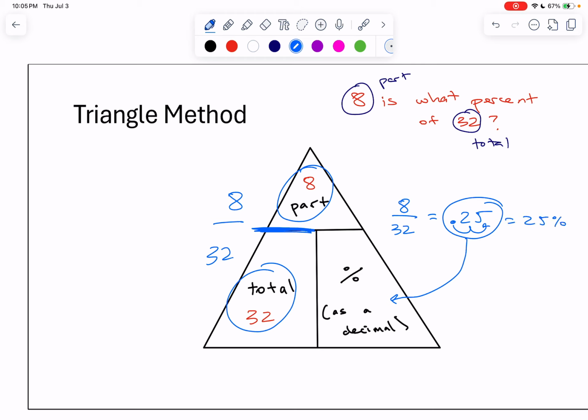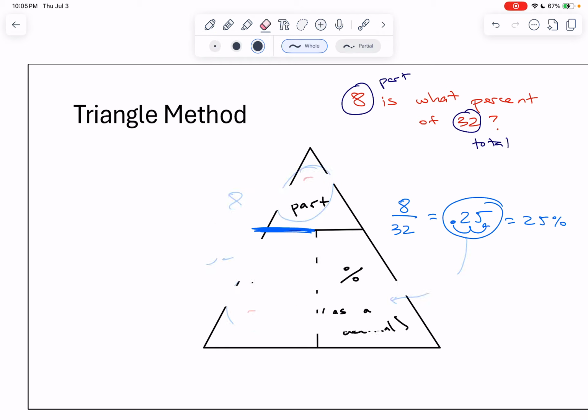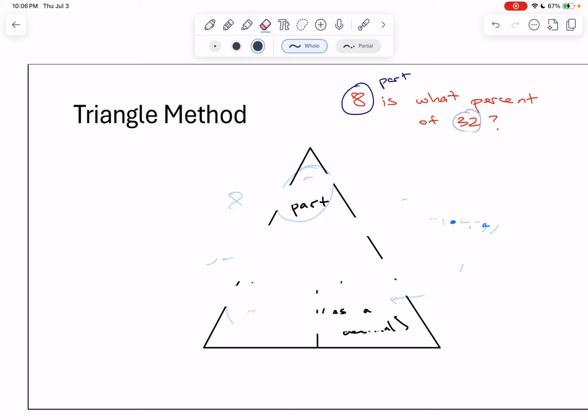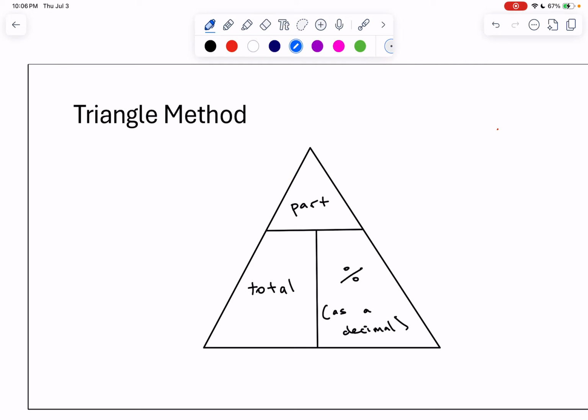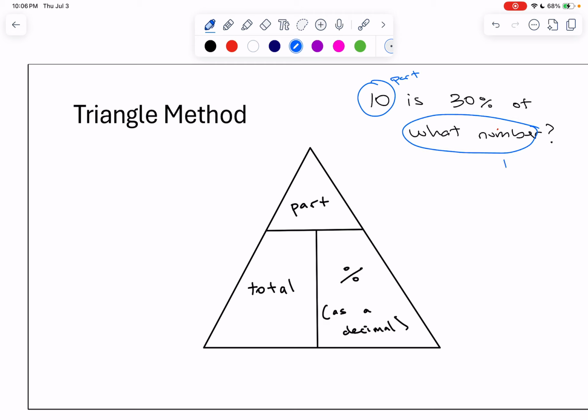Let's try another one, a slightly different question. Clean our little triangle up. What if we said, okay, 10 is 30% of what number? We're saying 10 is a certain size piece of something else, which makes 10 our part. Our unknown is our total, and this is our percent.